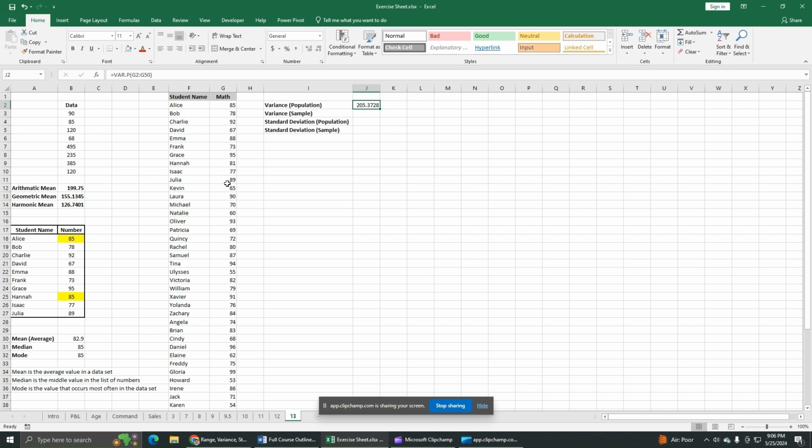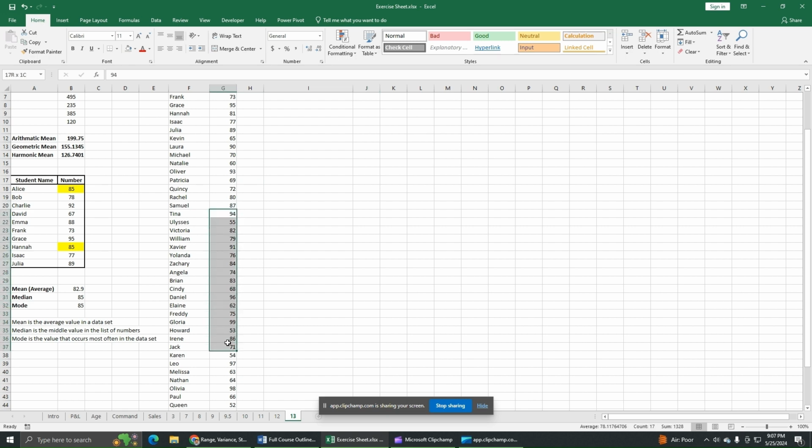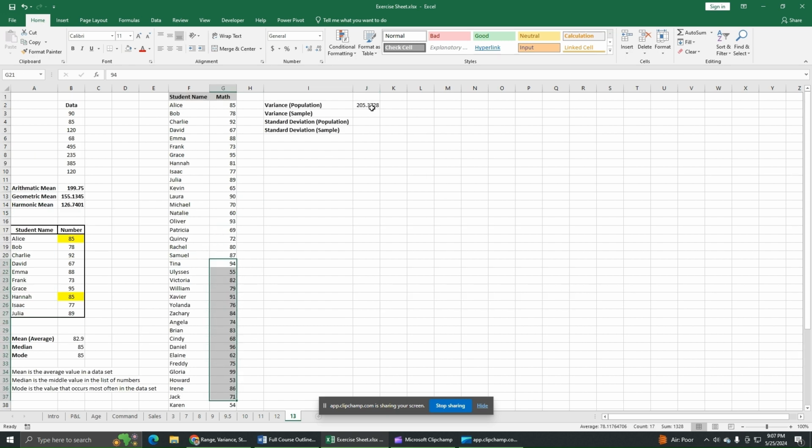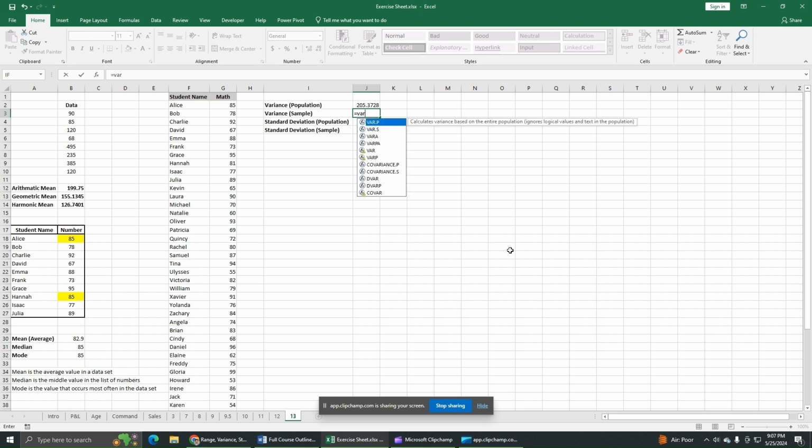Now sample, we will take the sample of up to this data. So equals variance, this time sample. We're taking up to this data and enter. So for that range of data, this is the variance. This is the sample variance.